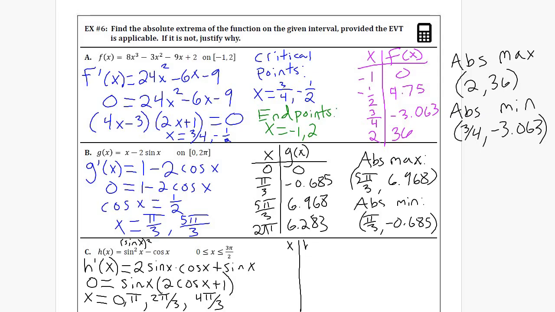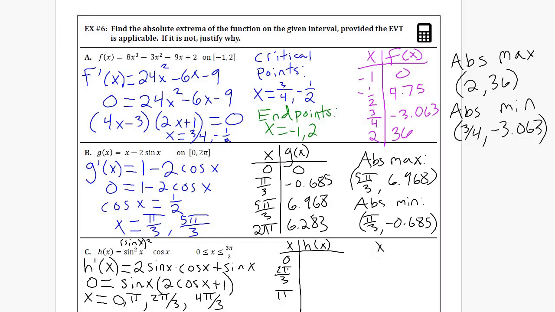So again, making my chart, I have h of x this time. Again, you can put y, but it's important, for a free response question, sometimes we have multiple functions, or we have a function and a derivative. So it can be helpful to go ahead and label that table with the function that you're talking about. So here we have 0, 2 pi over 3, pi.